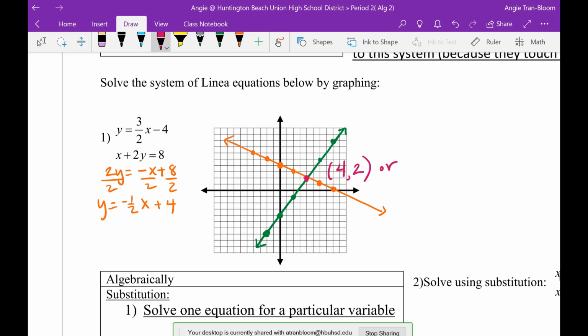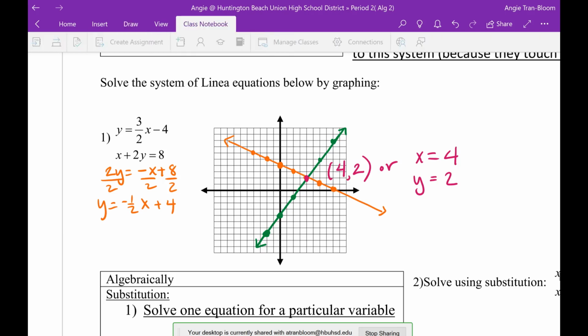Or I can write the equation another way. I can write x is, what's x? X is 4. Y is 2. Okay. You can write the point as an ordered pair, or you can write the solution as an x equals and a y equals. Because as you can see, you have a system. In this system, you have x variable and what? Y variable. So when you're solving for a system, you would need to have both x and y equals, okay?